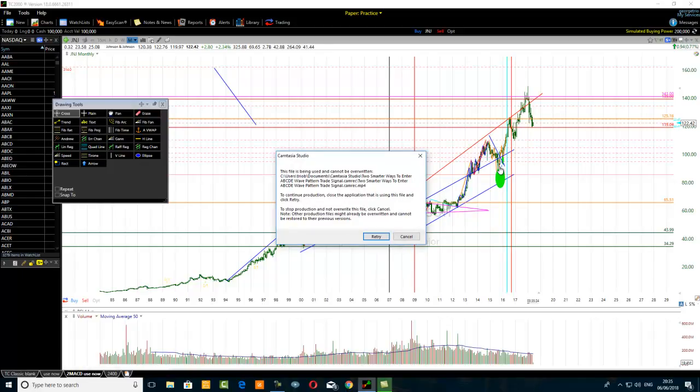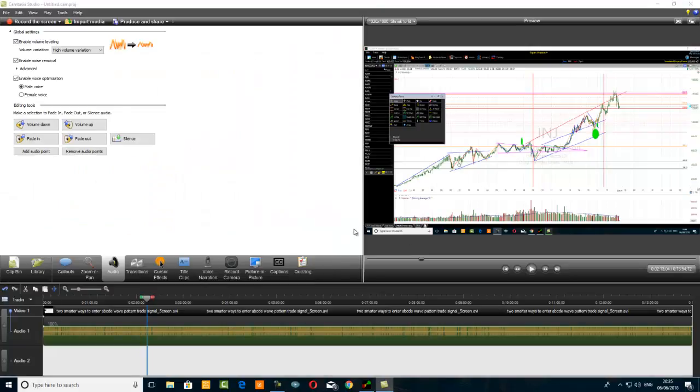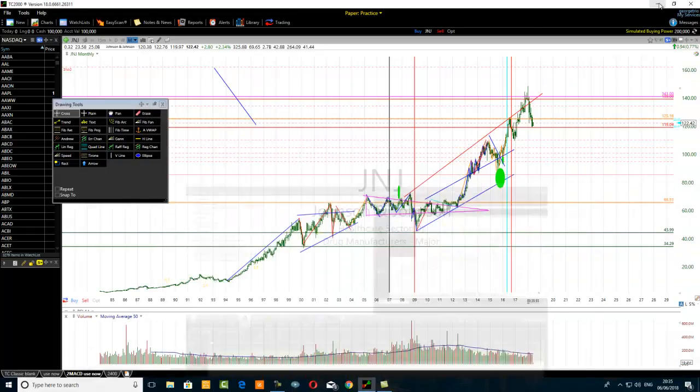So there's information here. The file is being used, it cannot be overwritten, blah, blah, blah. So this is what we are talking about.